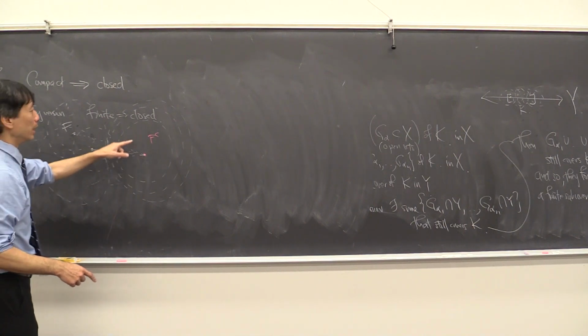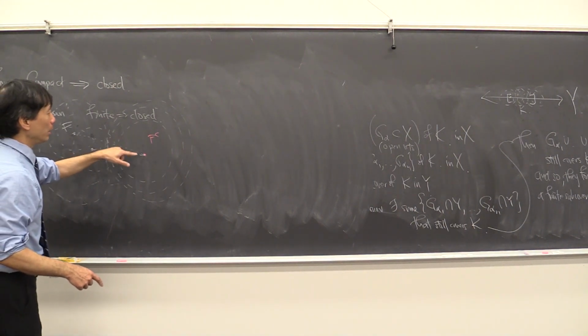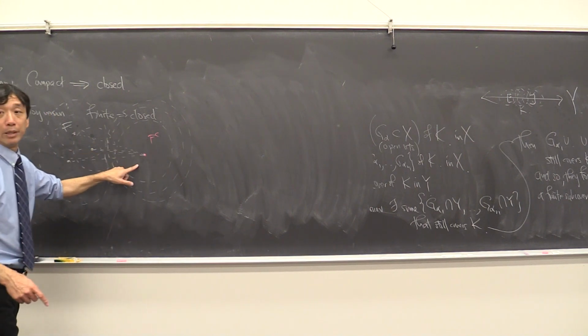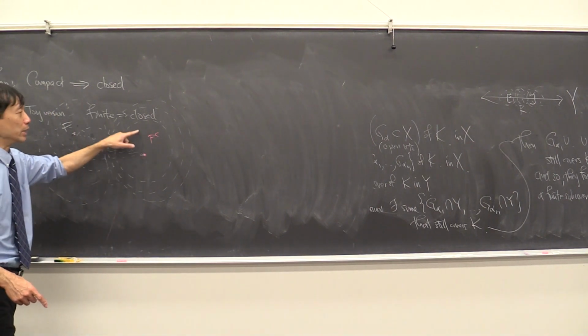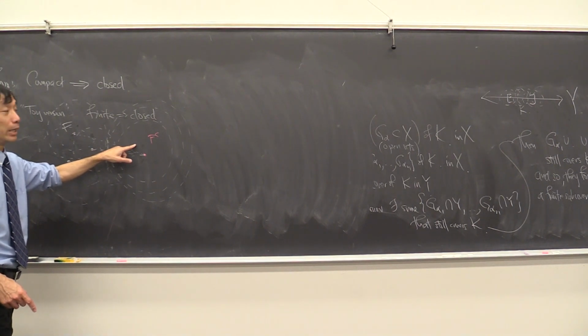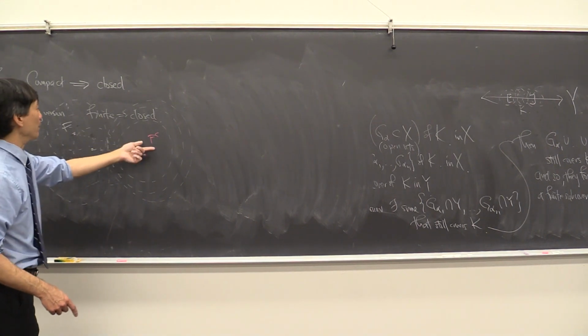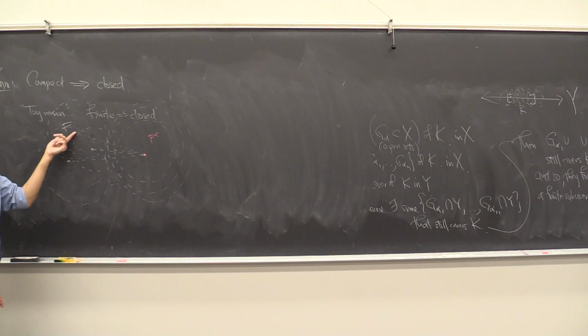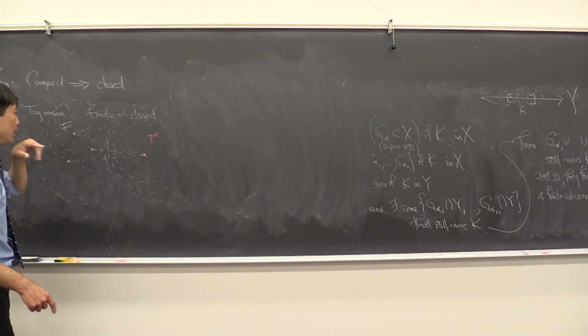And so that tells you that F complement is open, that this point is interior to F complement. In other words, F complement is open, and so F must be closed. And you see why this would fail.